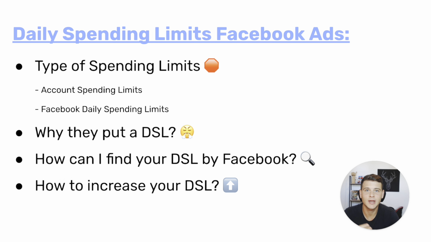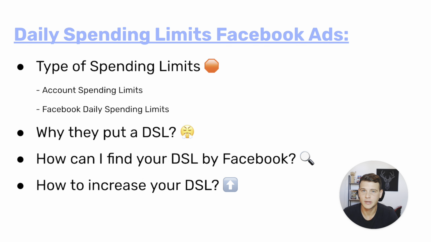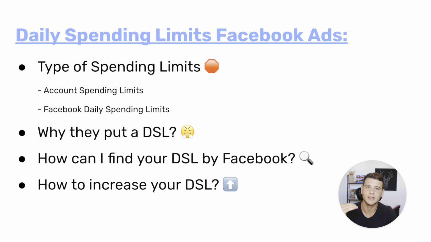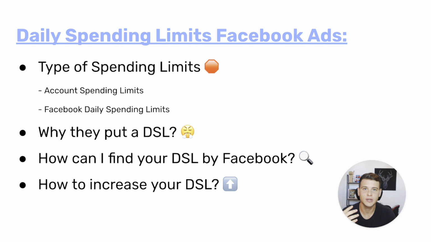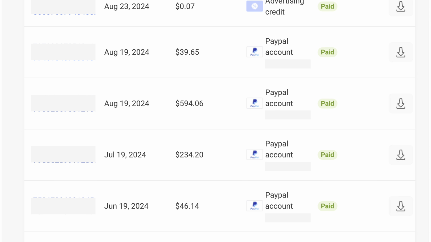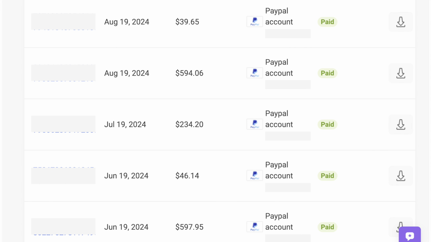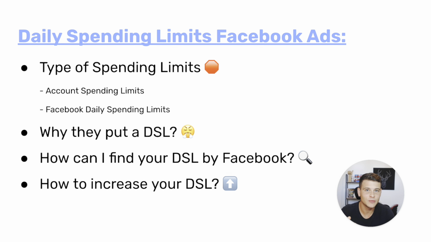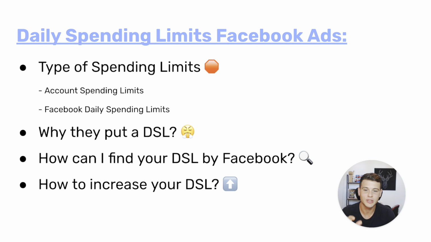And lastly, how can we increase our DSL? There is the automatic option, which is making sure that you hit that daily spending limit frequently and that you're getting a lot of successful payments, and then Facebook will automatically increase that daily spending limit. However, there is a manual way to ask for an increase without waiting that much time, which I'm about to show you in a minute.